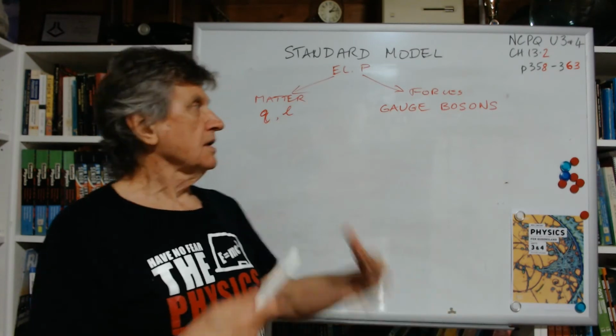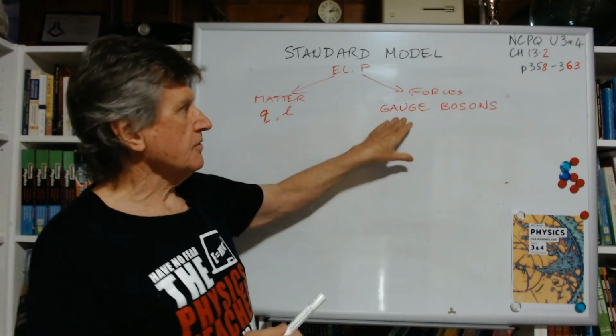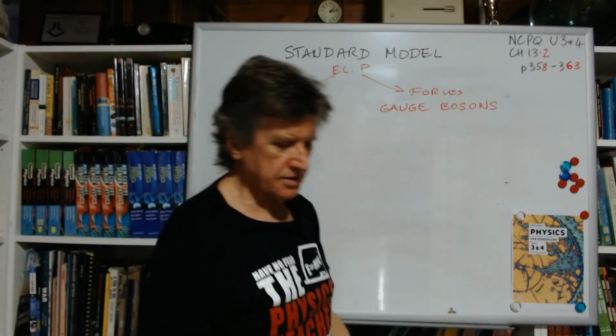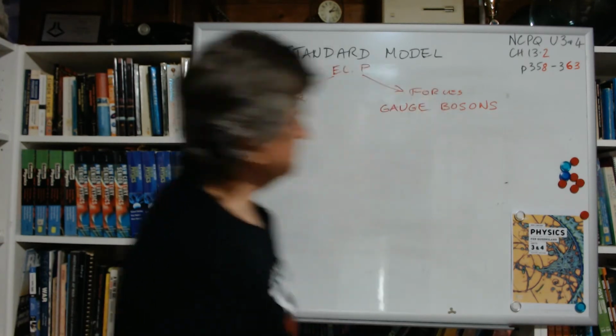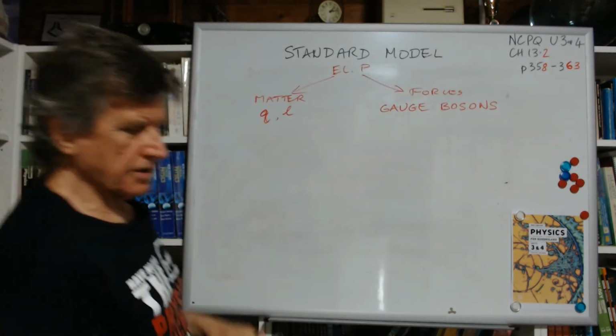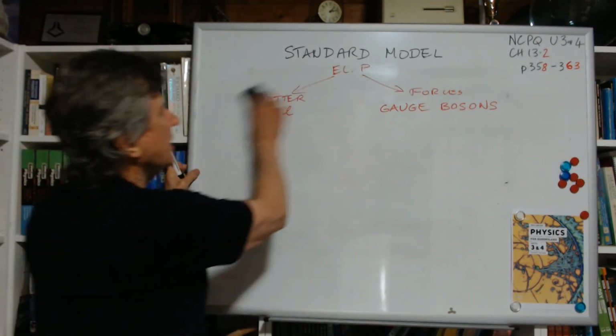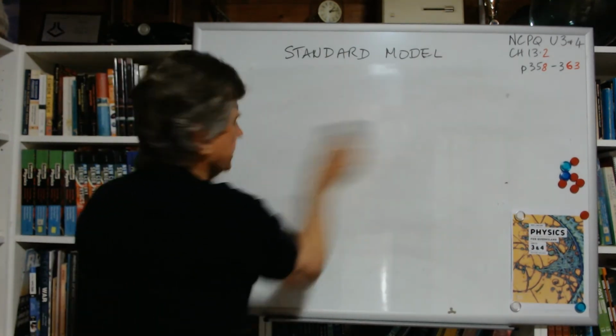Now, let's have a look. I'm going to rub this off and make a nice table here with the 4 gauge bosons that you have to know. So the first one is the gluon.